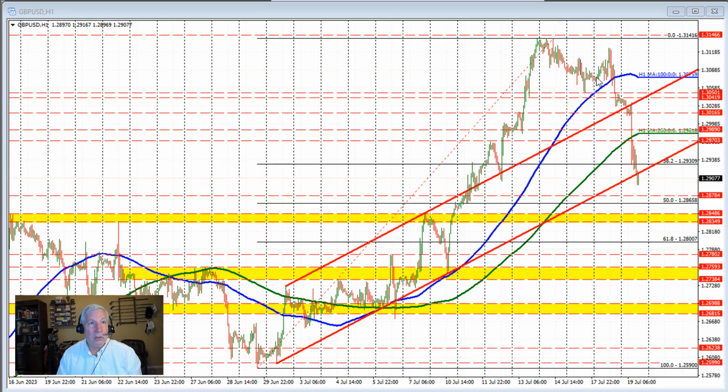Looking at the hourly chart, this is what it looked like. On the hourly chart, we fell below the 100-hour moving average yesterday. Also fell below this swing area in the short term, where we had different swing lows forming, trying to form a bottom here and push back higher, but it couldn't. And then that level became resistance through here in the late trading hours yesterday.